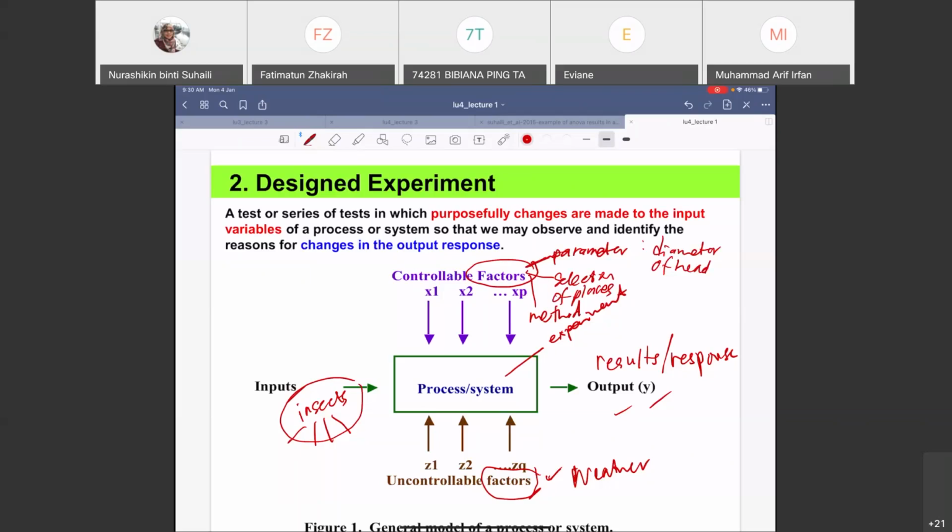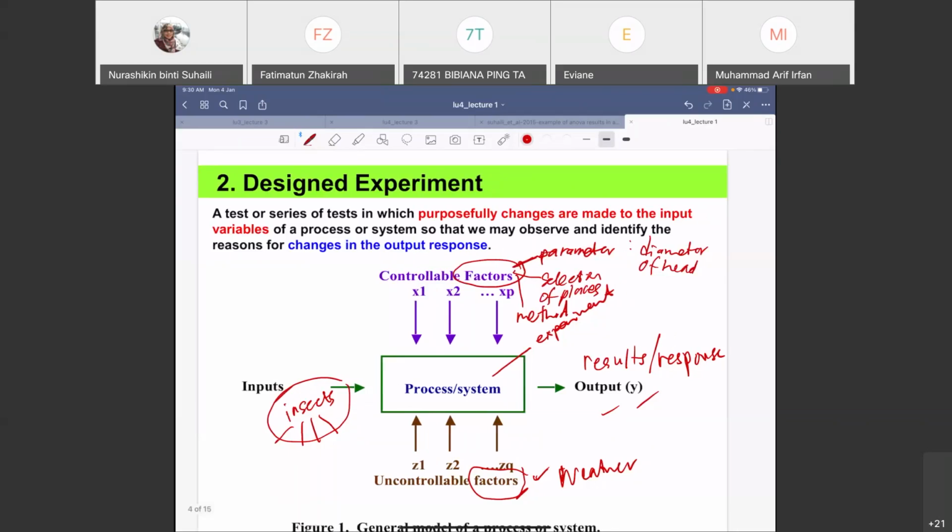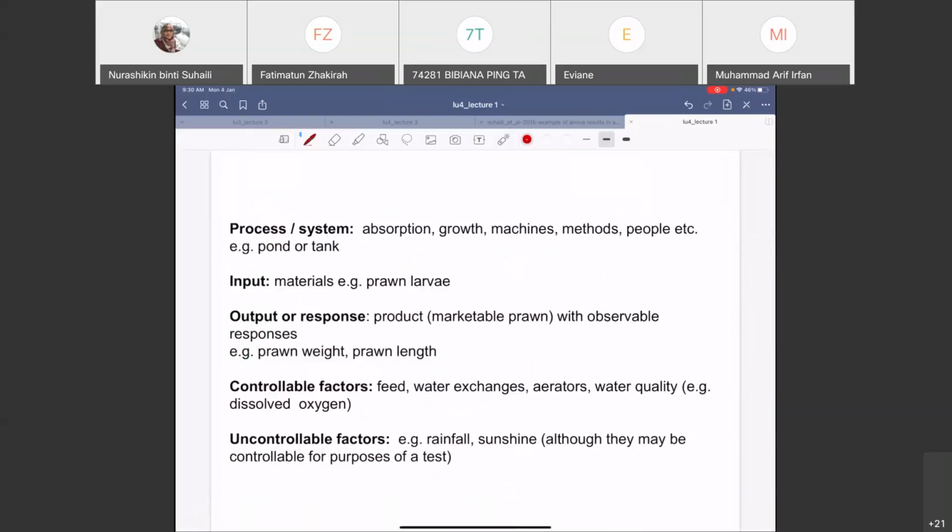Uncontrollable factors are things that you cannot control, but they exist somehow in the process. This is just the definition of each of the terms just now. So unfavorable factors are like the weather, the rainfall, sunshine. For example, you collect the samples, and although it's sunny, the intensity of the sunny days you cannot control. Something out of your control. Or maybe rainfall, heavy rain or moderate rain, but you collect the samples. Something like that.